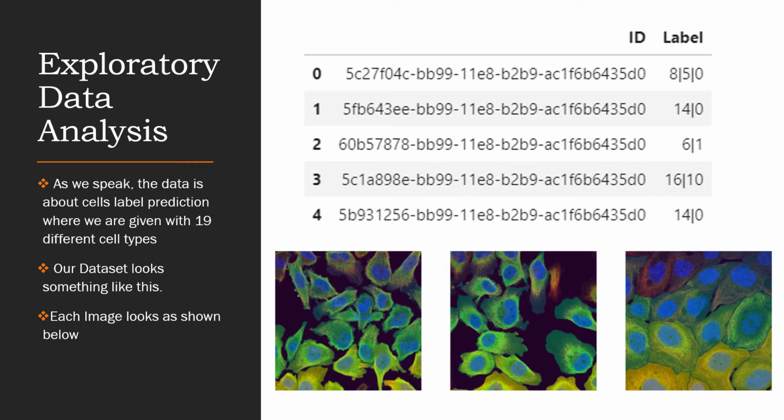As we speak about the data, my data looks something like this, where the table given represents the ID of the image and the different labeled cells that are present in that image. So I have several IDs here, and you can see the first one has labels 8, 5, and 0, and the second one has the cell labels 14 and 0. Similarly, the images below represent the cell types, how the actual images look, and I'll be predicting the types of cells in each and every image here.